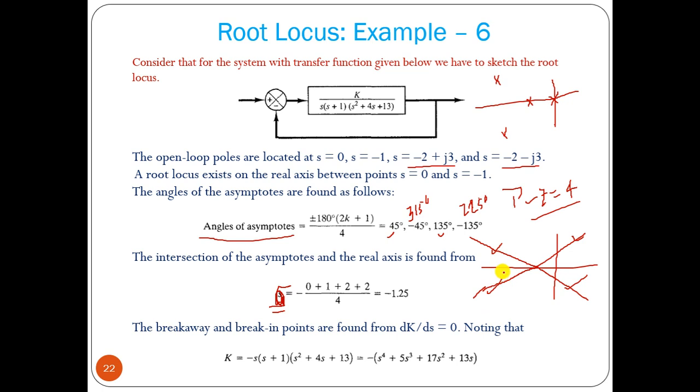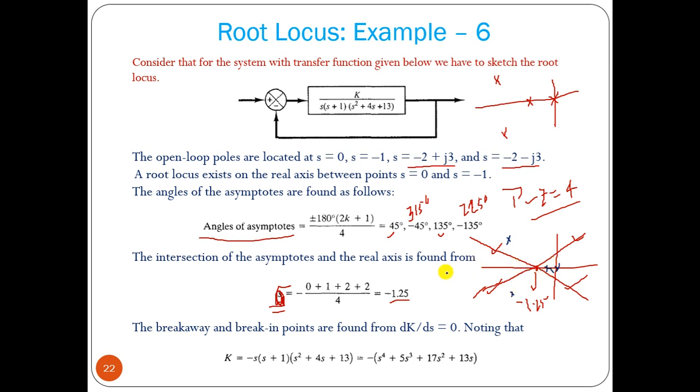And we have to find out the centroid. Now what we can see, the centroid is (0 - 1 - 2 - 2) by 4, that is -5 by 4, -1.5. So this is the point -1.5. And we have the poles located at 0, then -1, and say -2. This is the way we can observe this.